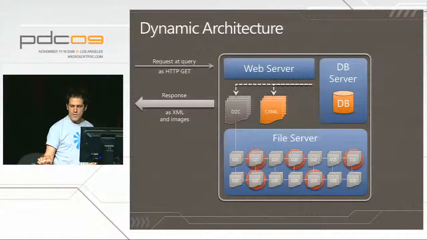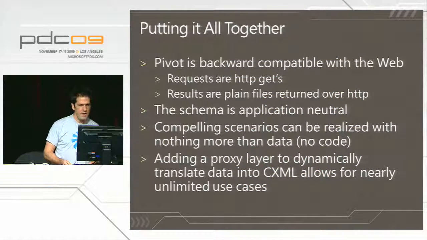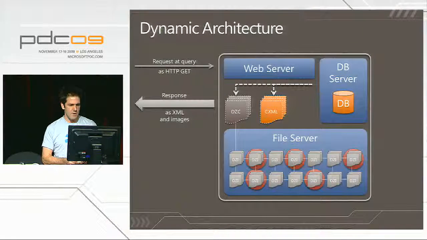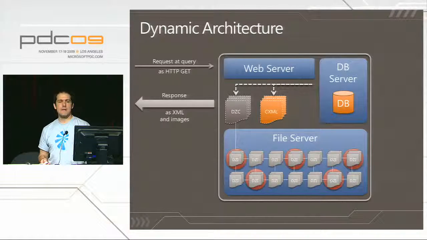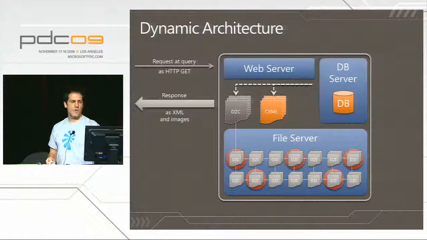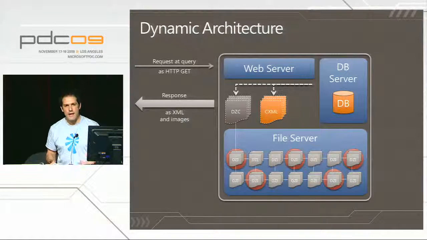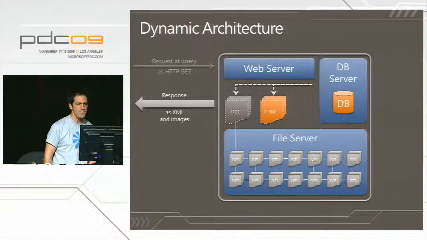And so what this means is that if another query came along, we might end up with a completely different set of red DZIs that are referenced. But we don't have to pre-calculate them again. Again, we're only calculating or producing the CXML and the DZCs at query time.